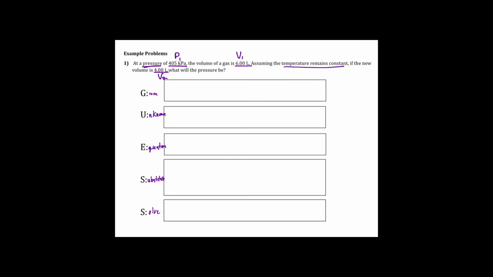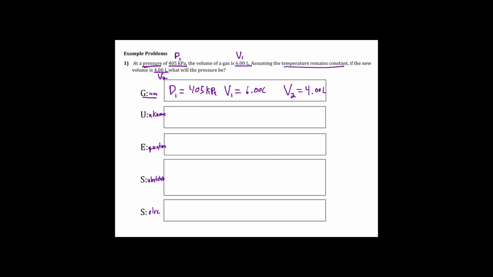Now, let's go ahead and write what is given to us. What's given to us is pressure 1 is given to us, and that is 405 kilopascals. Volume 1 is given to us as well, and that is 6.00 liters. And then we have a change in the volume. Volume 2 is going to be 4 liters, 4.00 liters.